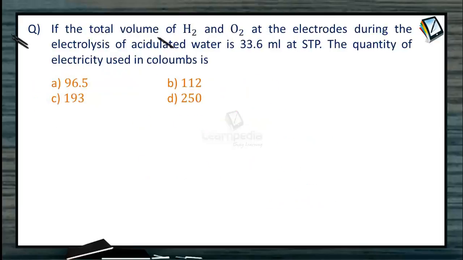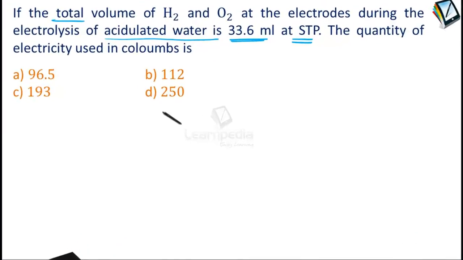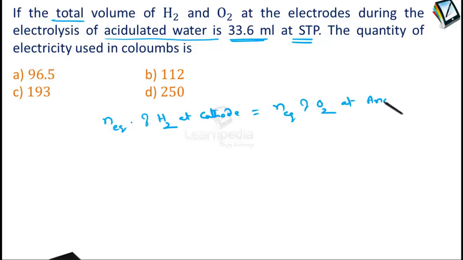The next question is, if the total volume of hydrogen and oxygen at the electrodes during the electrolysis of acidulated water is 33.6 ml at STP, the quantity of electricity used in coulombs is. This is the question that is based on Faraday's laws of electrolysis. We know that the number of equivalents of hydrogen produced at cathode is equal to number of equivalents of oxygen at anode during the electrolysis of acidulated water.